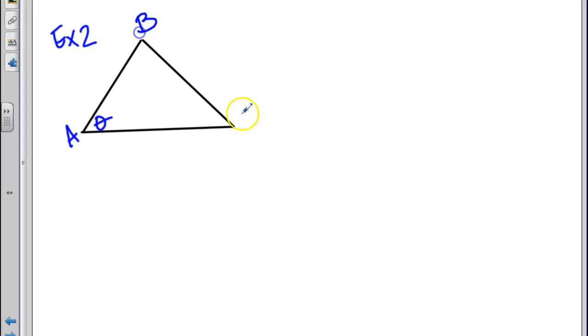So we have triangle ABC. Now I'm missing an angle. Notice now I have angle, angle, side. All right, so let's go ahead and find this angle here.